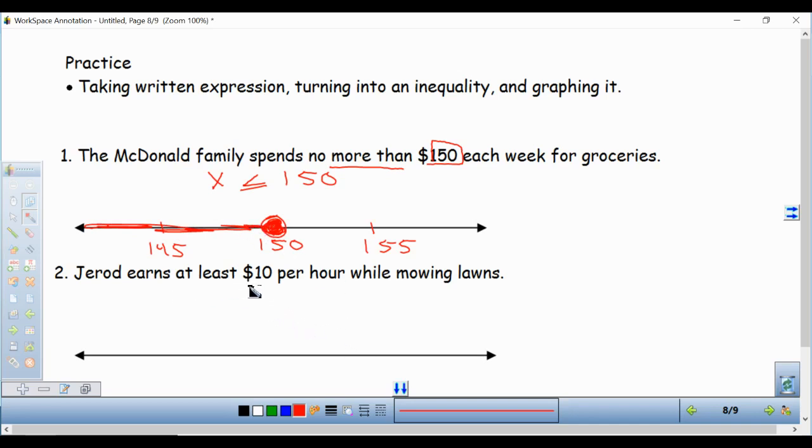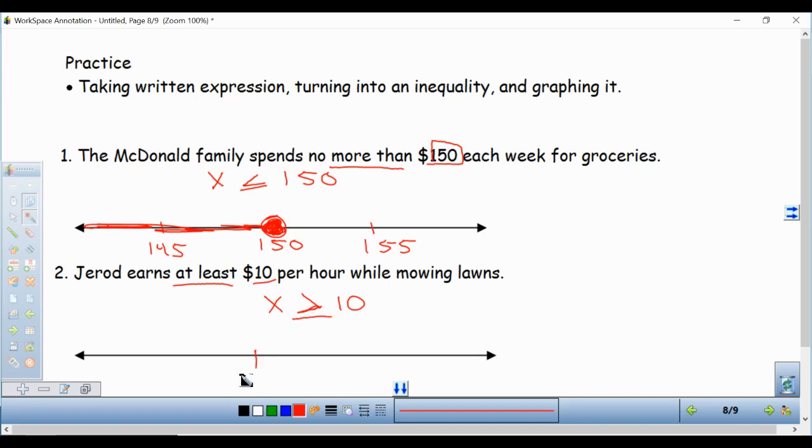Number 2, Jared earns at least $10 per hour while mowing lawns. At least is our key word here. So what Jared earns and $10, what can X be? Can X be bigger, smaller, the same? Well, if I say you are going to make at least $10, would you expect to make $9? I hope not. Jared earns at least $10, which means X can be greater than or equal to. You can earn 10 or more dollars.